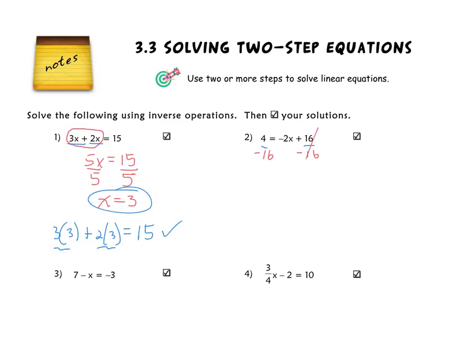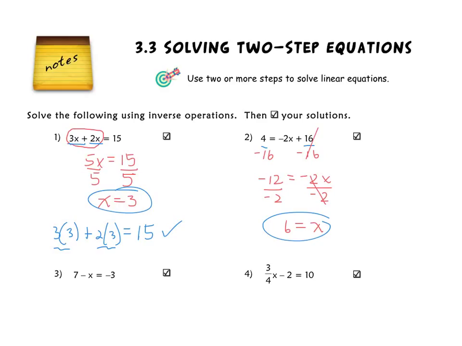That cancels. 4 minus 16, if you need to, use your calculator. You should end up with negative 12 is equal to negative 2x. Now I have a one-step equation. Since the negative 2 is sitting next to the x, it is multiplying, so the inverse operation is going to be to divide both sides by negative 2. Negative 12 divided by negative 2 gives me a 6. The negative 2's cancel on the right side, and that equals x. So x is now equal to 6.